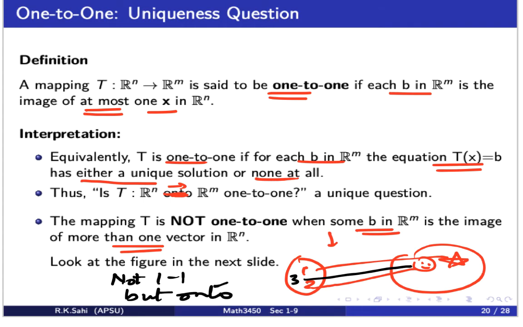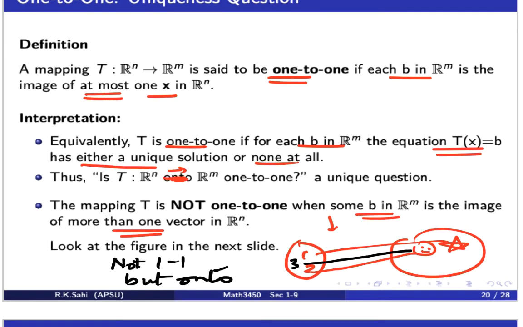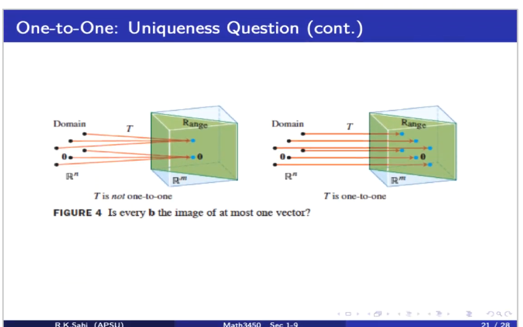Now, graphically, I have another way of looking at it. When T is not one-to-one, you see there are 2 elements here which are going to the same element, the 0 element here. But in this one, every element in Rn goes to a very different element in Rm. Now we're going to look at some examples.